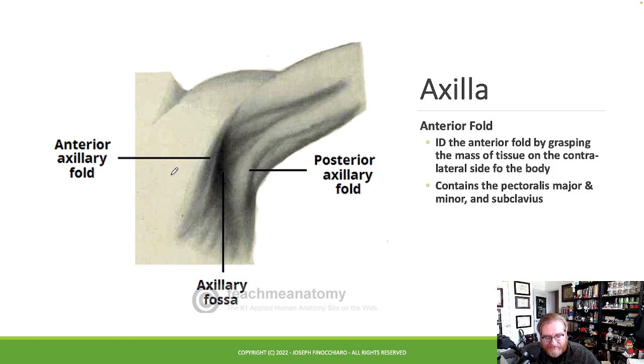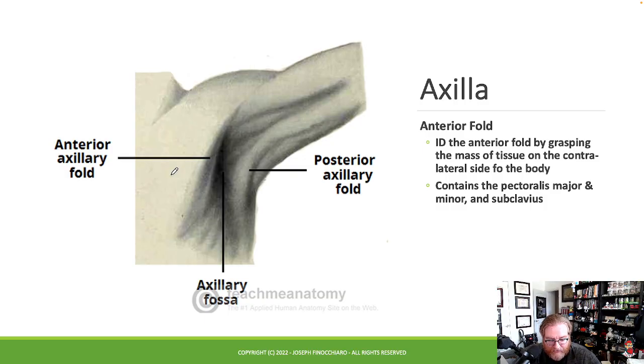So ID the anterior fold by grasping the massive tissue on the contralateral side of the body. So we have medial towards the midline, okay? And we're looking at the anterior fold. We're not really going medial. We're kind of going up and out. So they use contralateral for that.